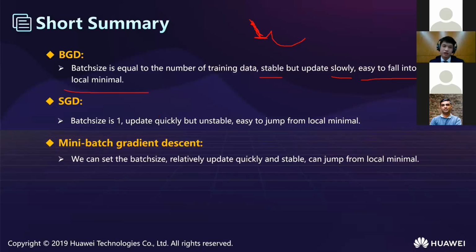And the SGD, the batch size is 1. That means we use only one data to update the neural network. The advantage is it's quick, but the disadvantage is maybe we will go the wrong way. Okay, and the mini batch gradient descent, we always use this one. It updates quickly and quite stable, and it can jump out of the local minima. You only need to know that.